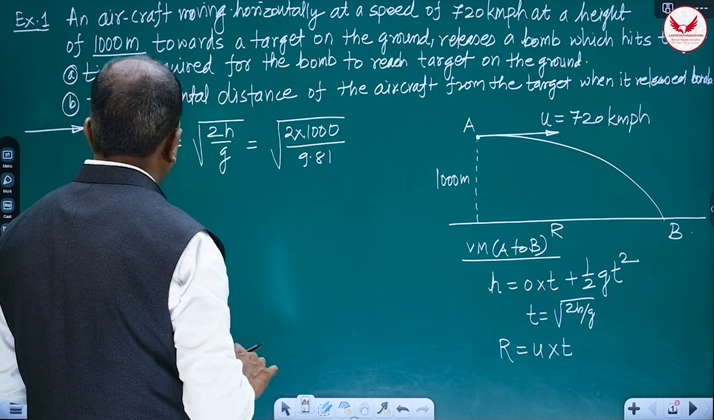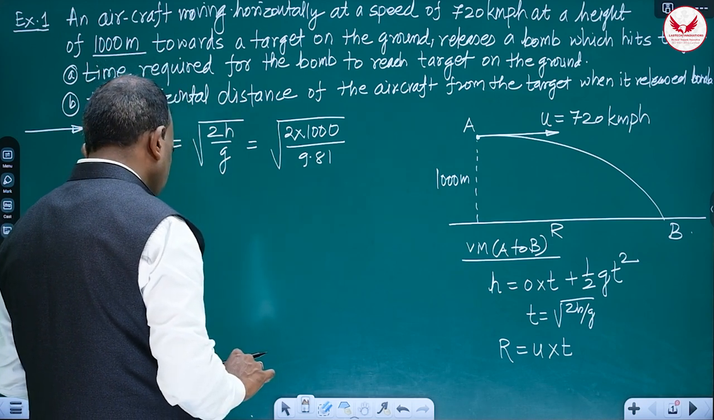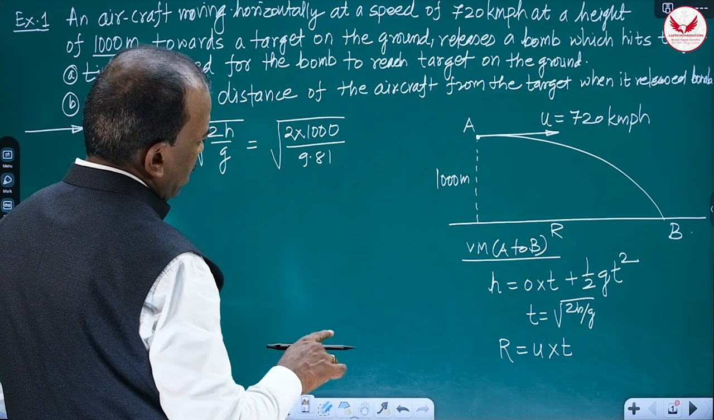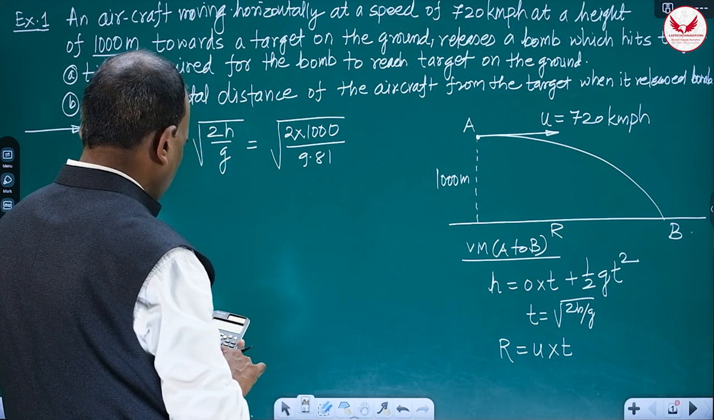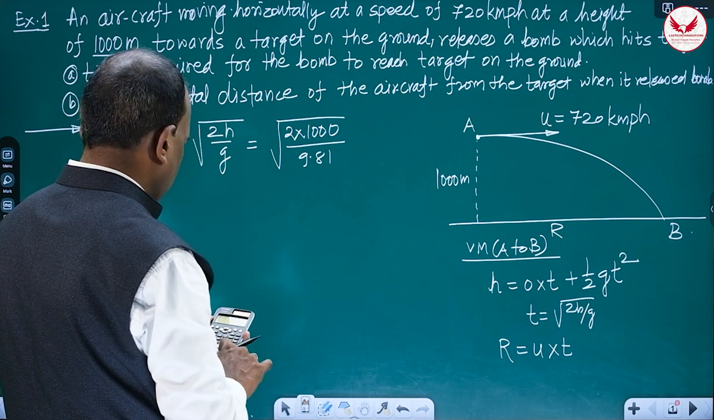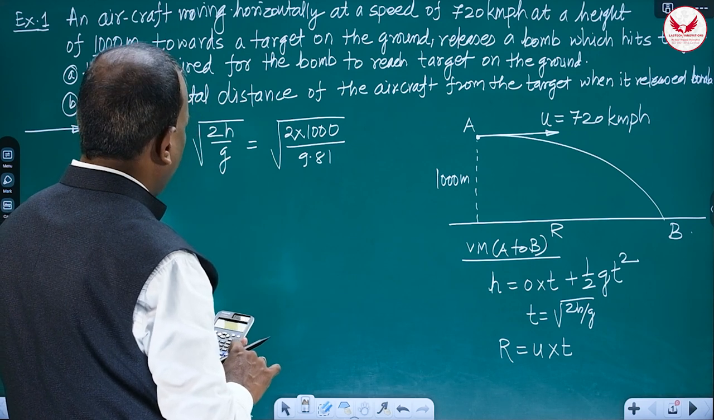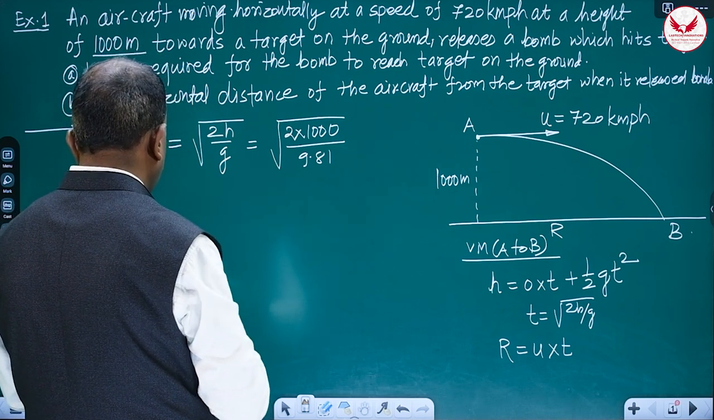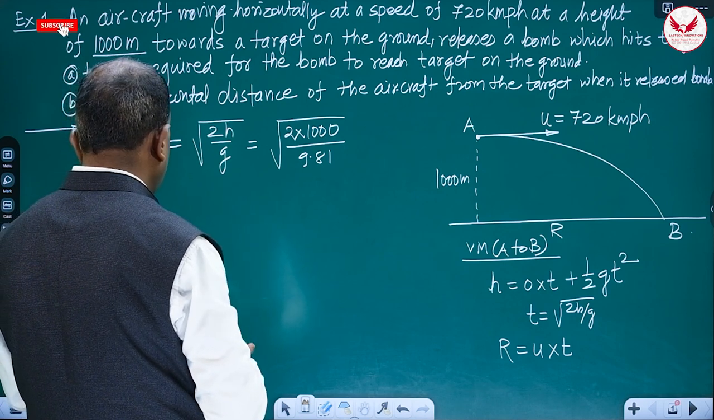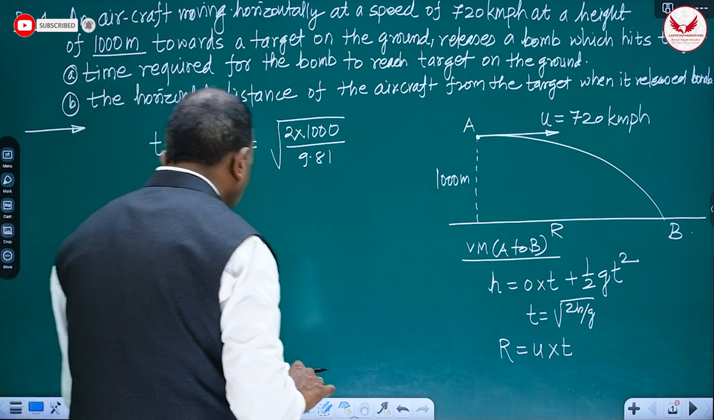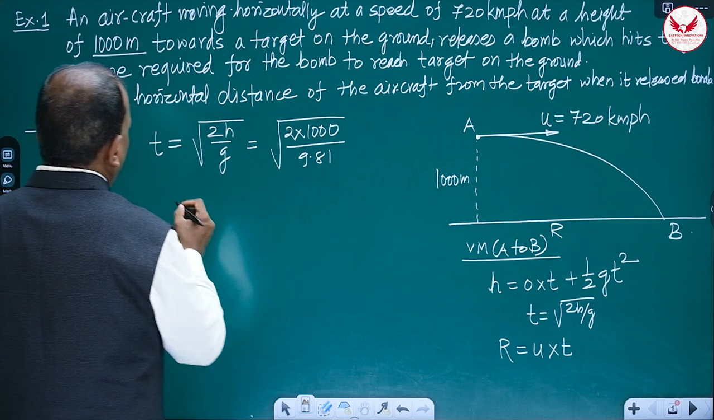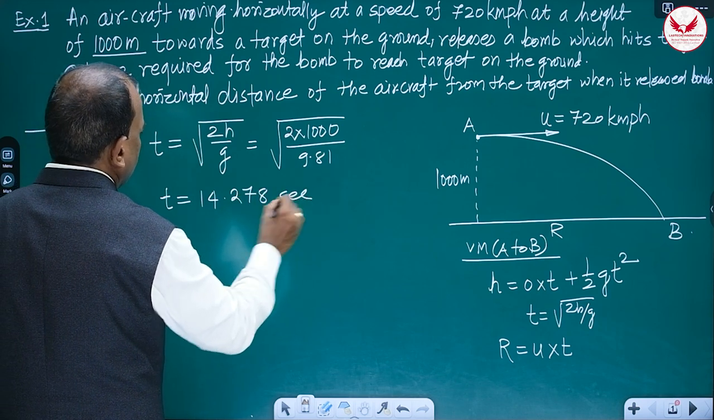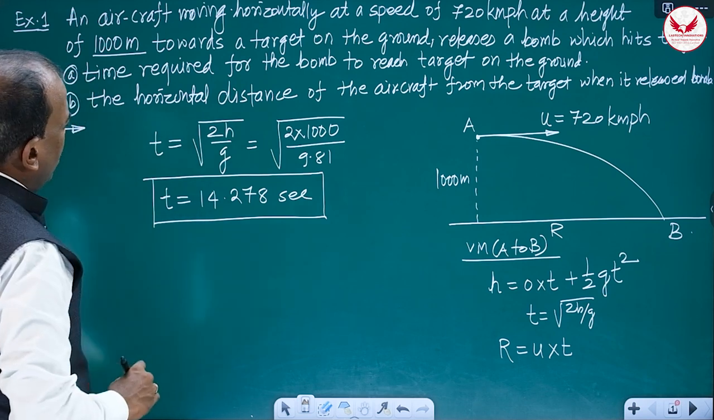It is under root 2h by g, and t square is equal to 2h by g, so it is 2 into 1000, that is 2000 divided by 9.81, which is about 203.87. So t, the time of flight, is going to be 14.278 seconds. Problems are very simple, the weightage may be big.